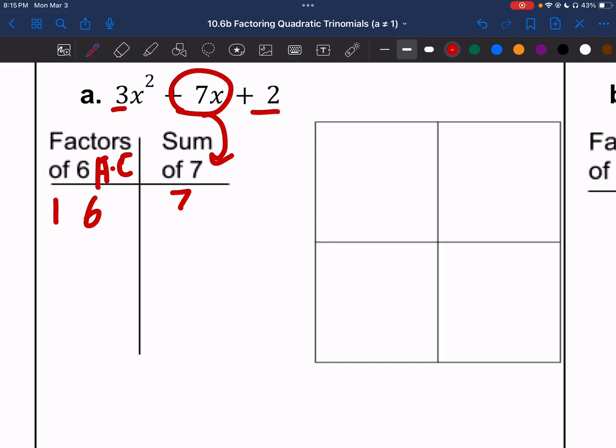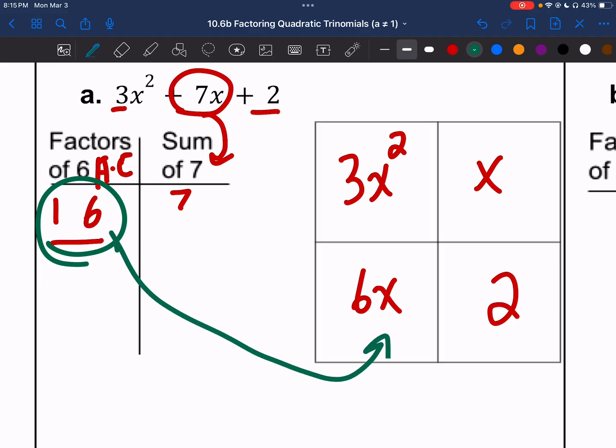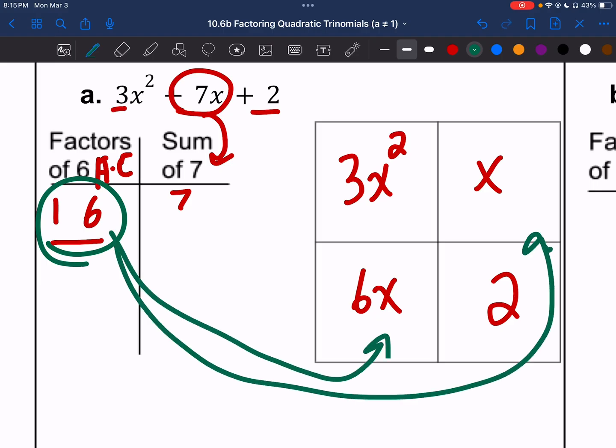So the first thing we do is our a term goes in the top left box, 3x squared. Our c term, 2, goes in the bottom right box. And then our two factors are going to go in our top right and bottom left boxes. So we've got an x and we've got a 6x. These two pieces go here, and they go here.